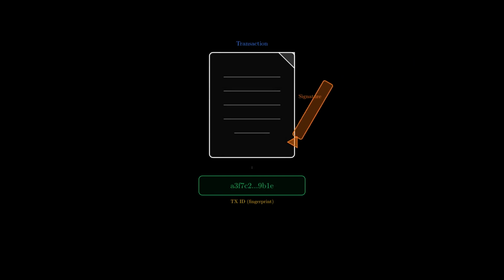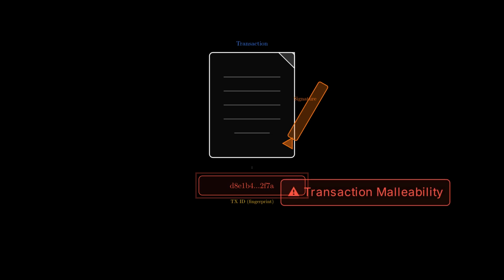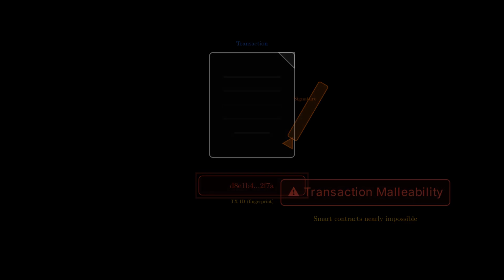Imagine you reference a document by its fingerprint, but the fingerprint changes every time someone signs it. That's the problem Bitcoin lived with for years. Every signature altered the transaction's identity, and that single design choice nearly made smart contracts impossible. The fix, Segregated Witness, or SegWit, didn't just solve this. It gave Bitcoin a cleaner architecture and a path for future evolution.